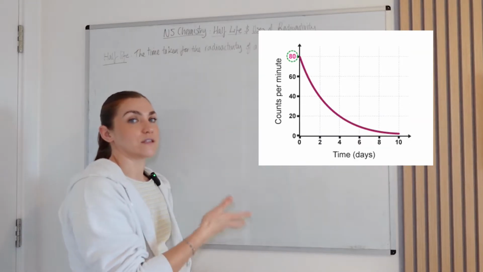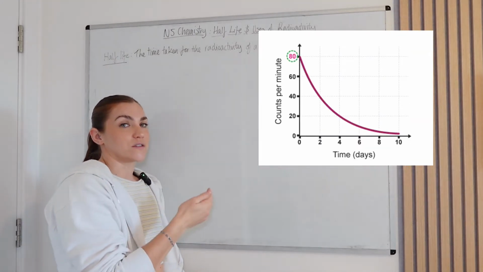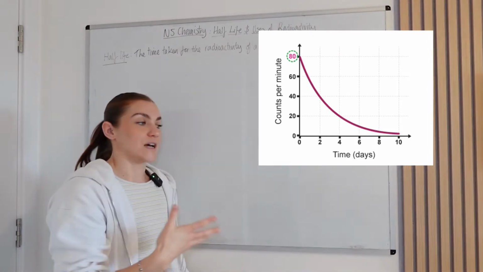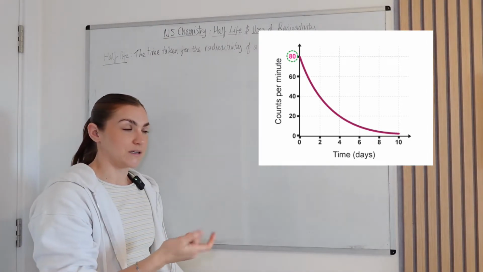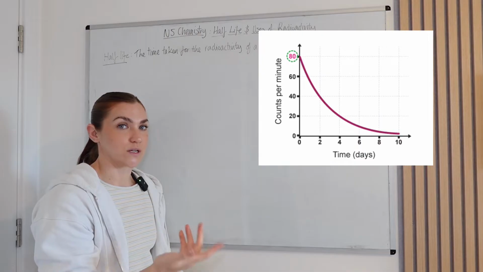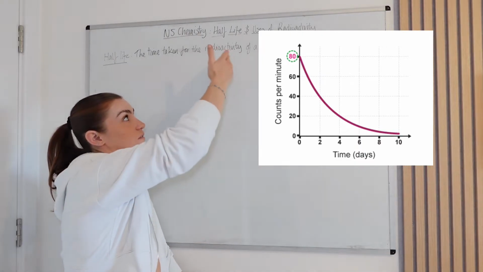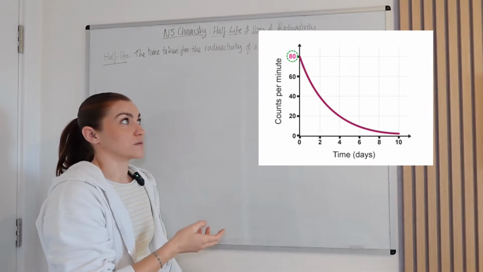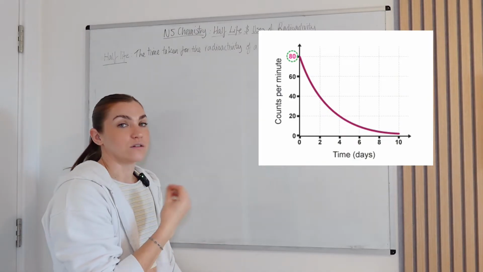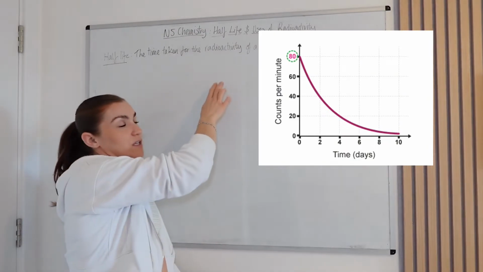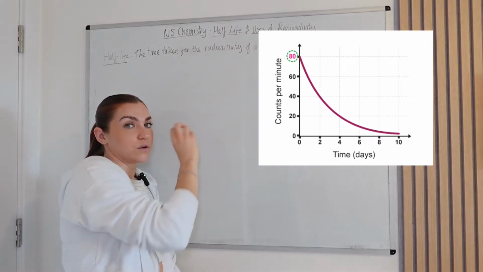If we look at this next graph here, this graph's a little bit different because down the y-axis it doesn't have percentage, it has counts per minute, but that's essentially a measure of radioactivity. We know that the half-life is how long it takes for the radioactivity of a substance to decrease by 1/2 or 50%. So if the count rate starts at 80 counts per minute, we want to know how long that takes to halve.